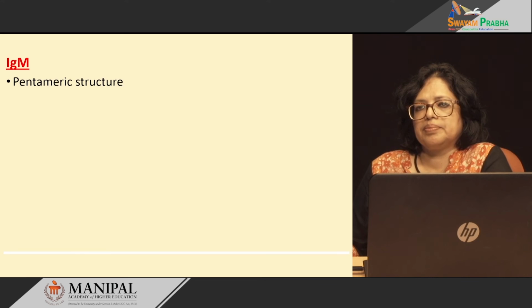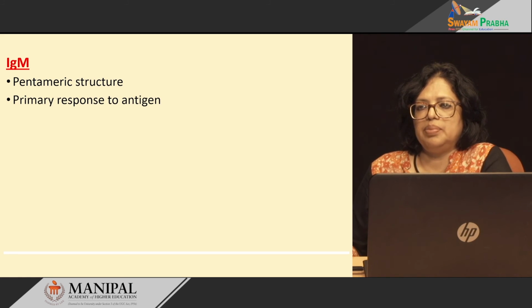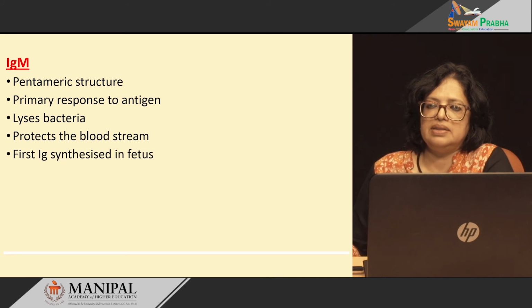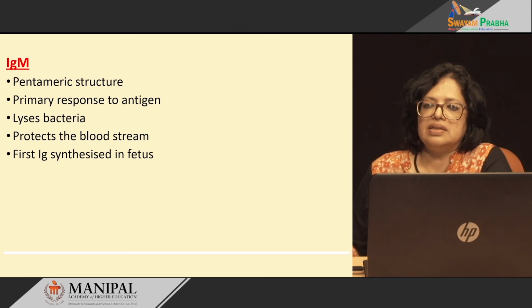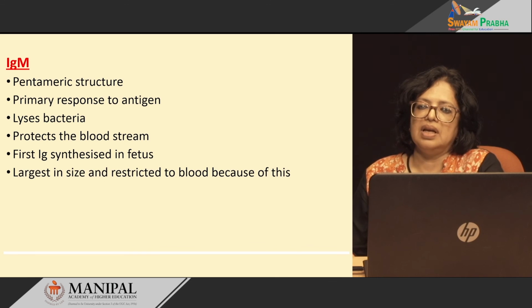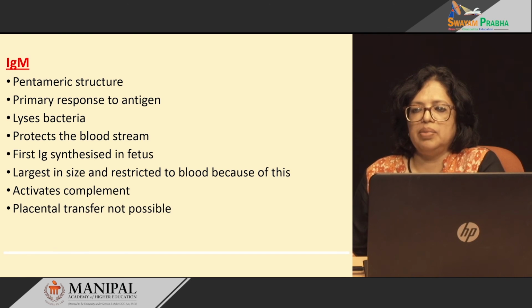IgM is pentameric in structure. It is the largest immunoglobulin molecule. It is the primary response to antigen and it lyses the bacteria. It protects the bloodstream and it is the first Ig synthesized in the fetus. It is largest in size and restricted to the blood because of this and activates the complement. Placental transfer again is not possible.